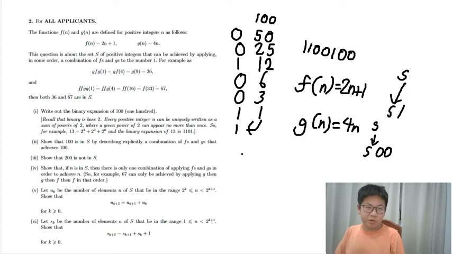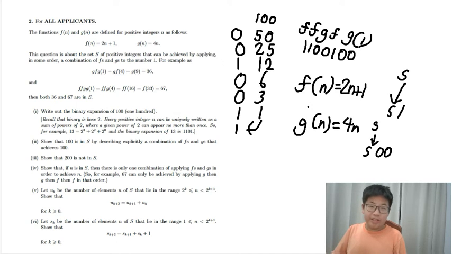Well done to you. So, show that 100 is an S by describing explicitly a combination of F's and G's that achieves 100. You notice there is a 1. So let's write an F here, then an F. Then since there are 2 zeros in a row, we write a G. Then you continue this procedure. So that means it's F, F, G, F, G, 1. There, we have it. Show that 200 is not an S.